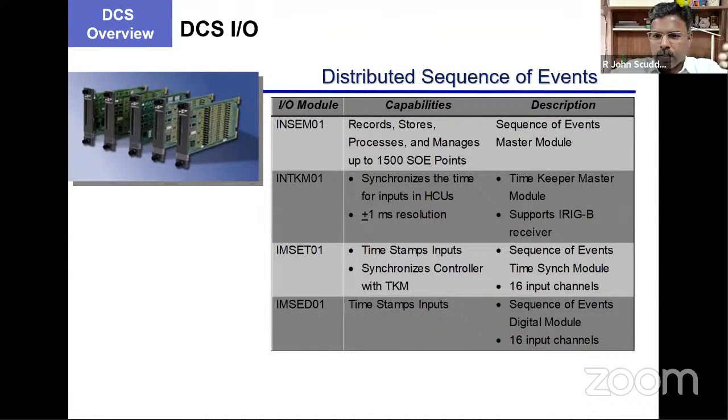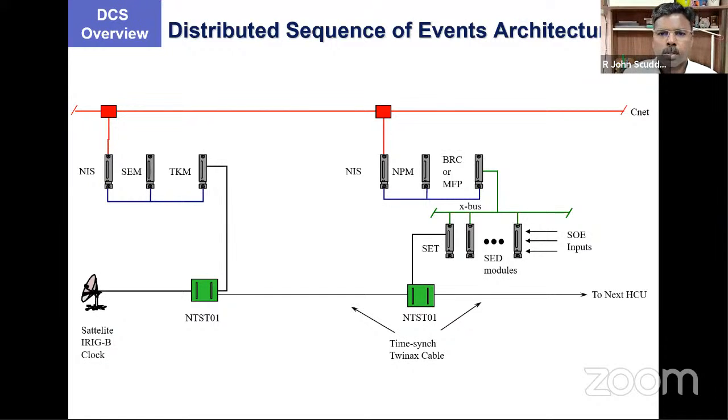So when you see the sequence of events report, you will be able to find that at, say, the 102nd millisecond, one input has come, and at the 103rd millisecond, another input has come. So that will be very, very helpful. Okay, so this is the architecture of the sequence of events.